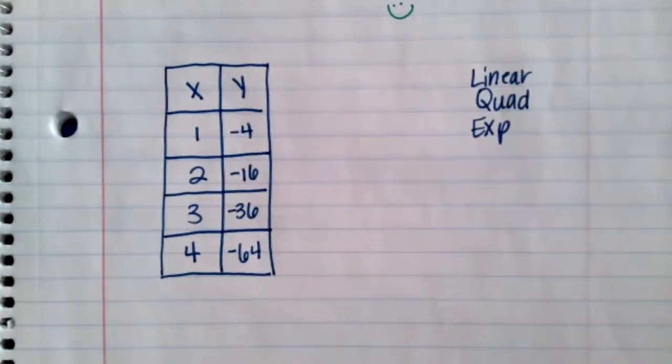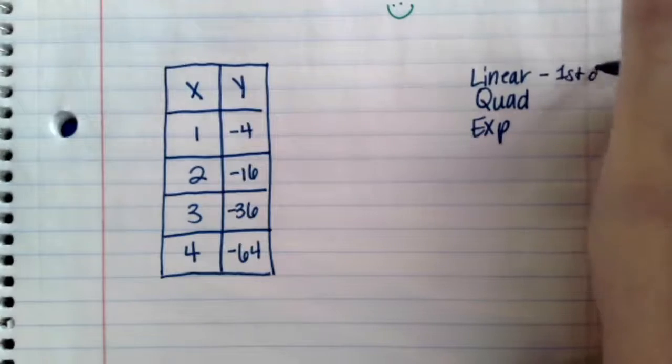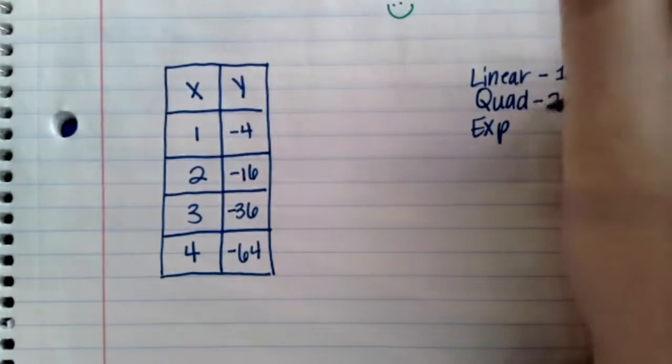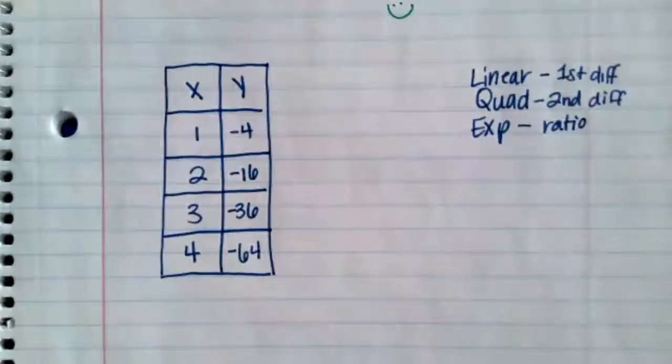This was the table given to us in the second problem, and we are trying to figure out if this is linear, quadratic, exponential, or none. So those are the three function families that we are looking at. And our linears, remember, have a common first difference. Our quadratics have a common second. And our exponentials have a common ratio.